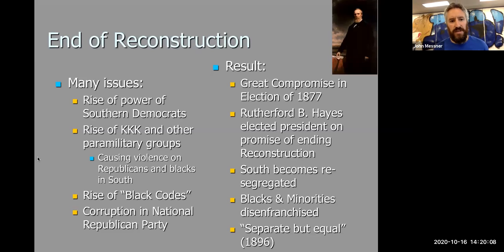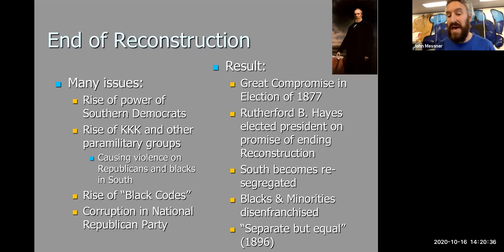So how does Reconstruction end in this time period? Well, we've talked about the rise of the Southern Democrats coming back. We see the rise of the KKK and other paramilitary groups causing violence on Republicans and Blacks in the South, both white and Black. We see the rise of the Black Codes, and then the corruption of the national Republican Party under Ulysses S. Grant as president really divides the nation, the North and the West again.